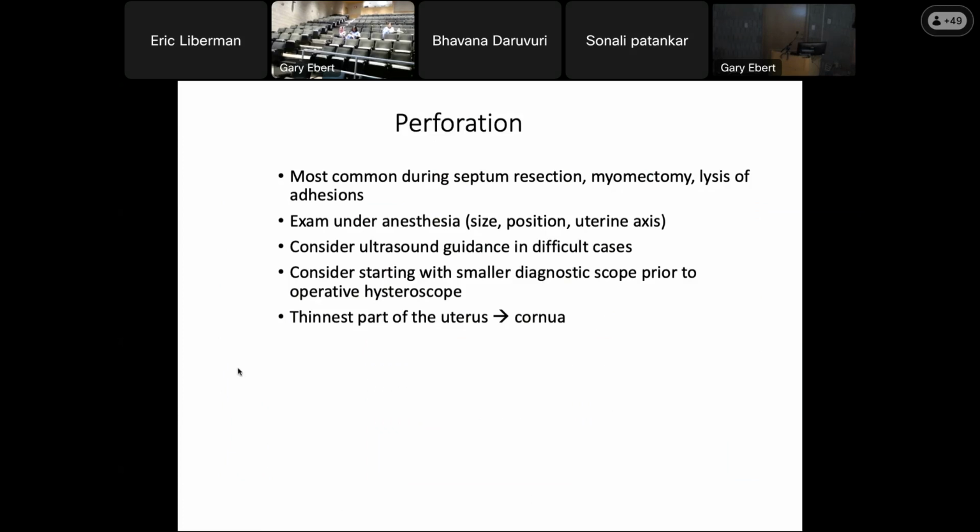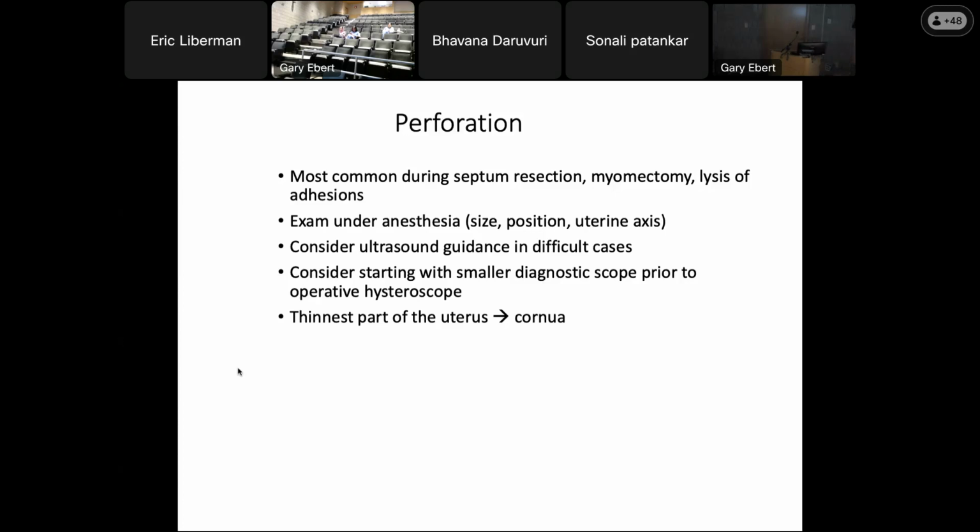In difficult cases where you know that there's stenosis, you can have an ultrasound in the room at the same time and have either your operating tech or somebody have an ultrasound probe on the abdomen so you could see yourself going in. Also, another tip is if you're doing some sort of operative scope, the diameters of those sheaths are usually larger, so you may want to start with a smaller diagnostic scope of 4.9 millimeters before, and go in with that first to find entry into the cavity, and then proceed dilating further, and then doing the operative scope.